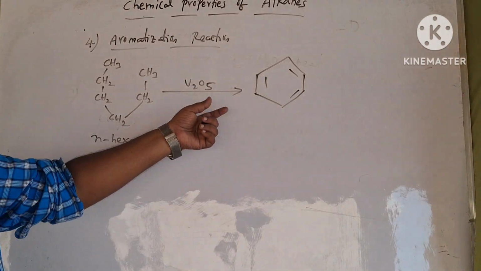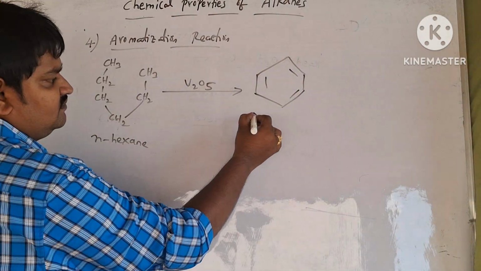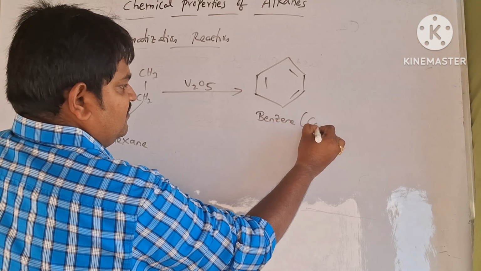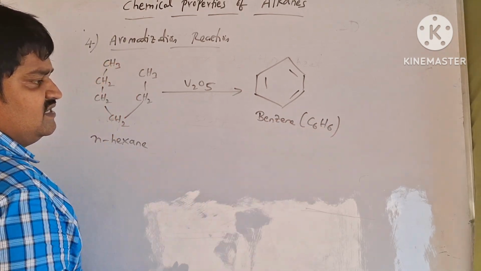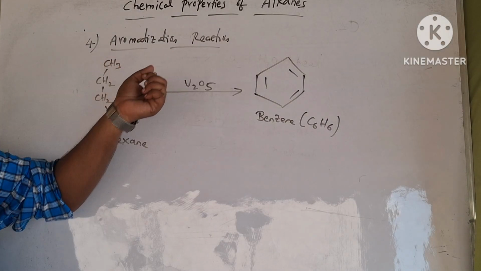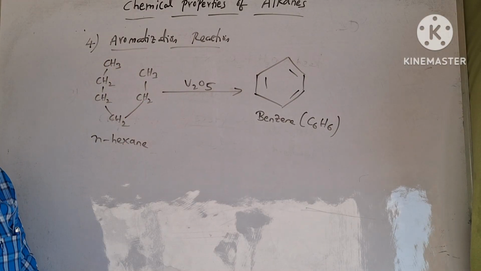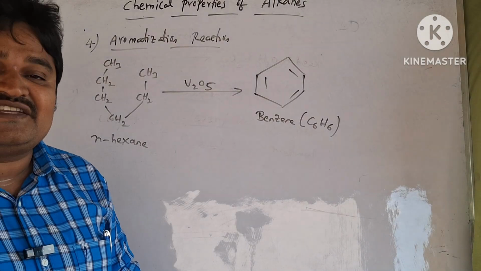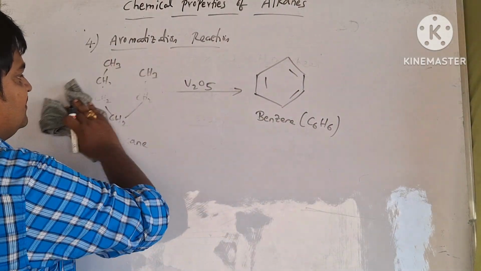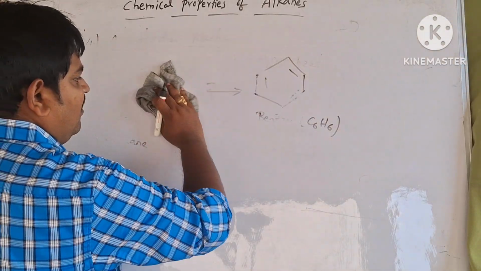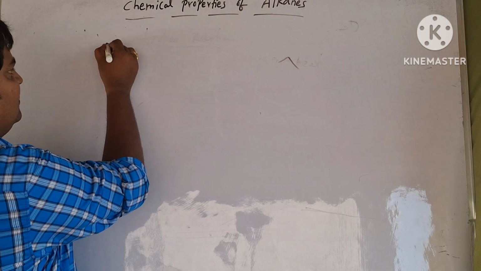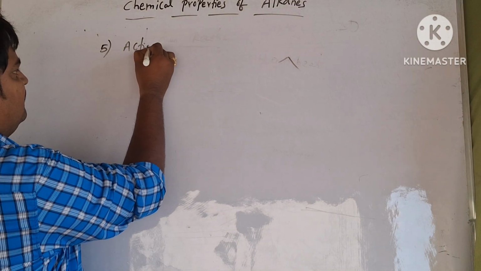What is the name of this aromatic compound? This aromatic compound is named benzene. The formula for benzene is C6H6. This is one very important reaction. We will convert alkane into benzene. The reaction is named the aromatization reaction. The fifth type of reaction is nothing but an alkane reacting with steam.